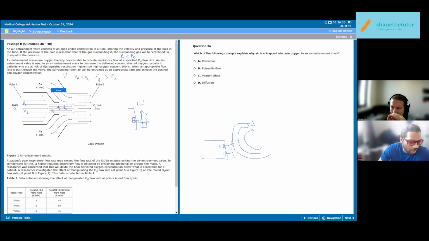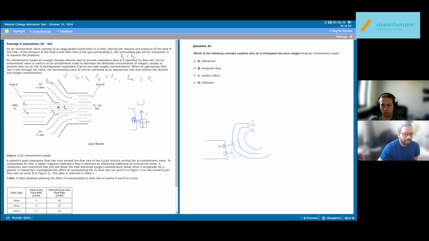Now, the air coming out here with an atmospheric pressure is going to get sucked in because that atmospheric pressure is larger than, so I could also put P atmosphere is larger than P at point C. So we've created a low pressure area at point C, which means that the atmospheric pressure will get sucked in. So that's what is happening here. And that's the Venturi effect.